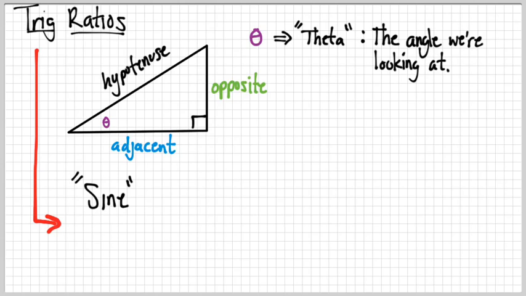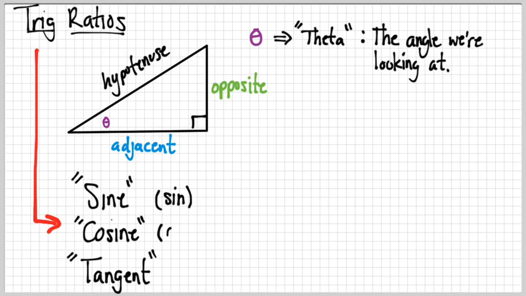Okay, there's three of them. The first one is called sine, S-I-N-E, sine. Next one is called cosine, and then finally we have tangent. Now, you may be familiar with their abbreviations, S-I-N, C-O-S, T-A-N. Even when they're written like this, they're still pronounced sine, cosine, and tangent. So what are these ratios? Well, they're ratios of the sides of a right triangle.